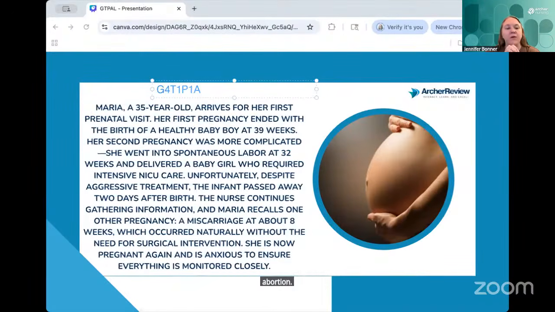Abortion, how many were lost prior to 20 weeks? She had the 8 week spontaneous abortion. Okay, and then living. How many living children does she have? One. Because her 32 weeker did not make it, passed away. Okay. So if you said 41111, you are absolutely correct.